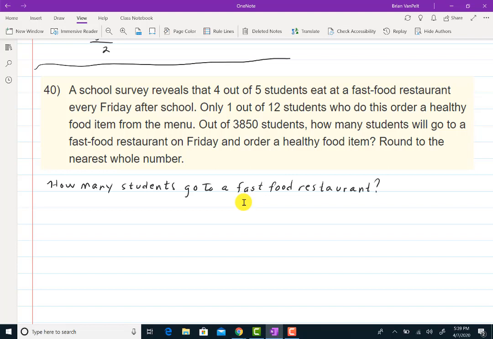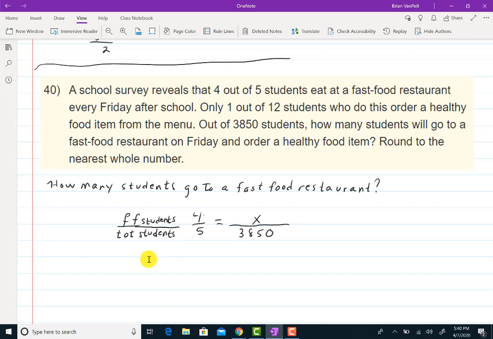So we're told that 4 out of 5 is the standard ratio of students. I guess we'd say fast food students divided by total students. So let's do fast food students versus the total. And we have 4 fast food students for every 5 students. Now we have a total of 3,850 students. First of all, I just want to find out how many go to these restaurants.